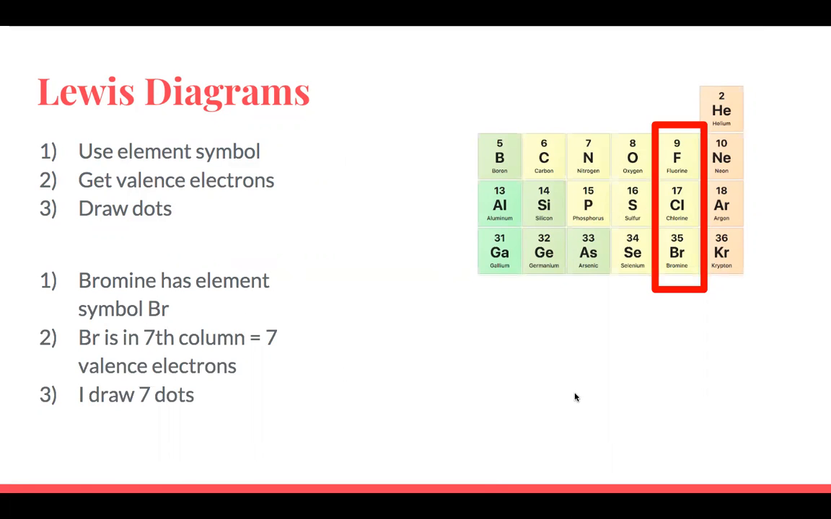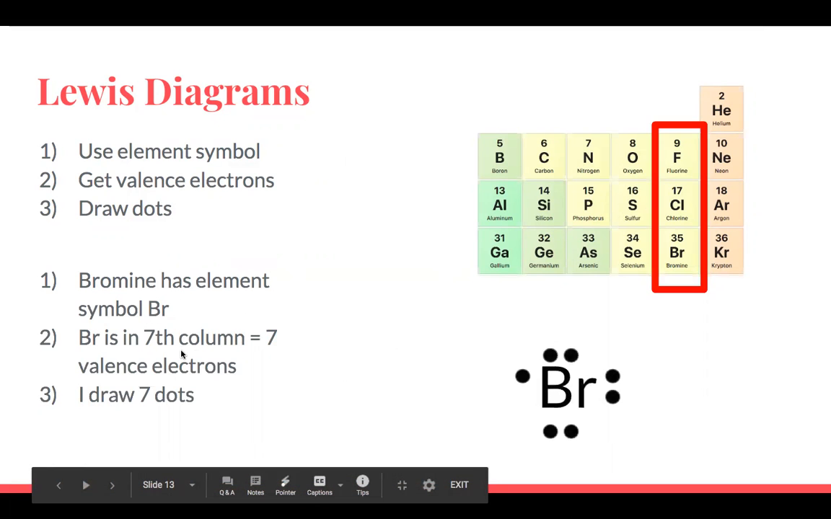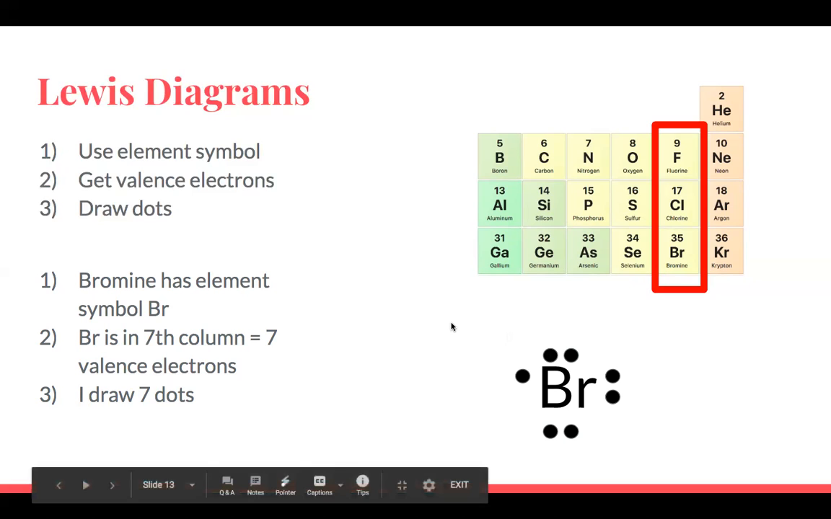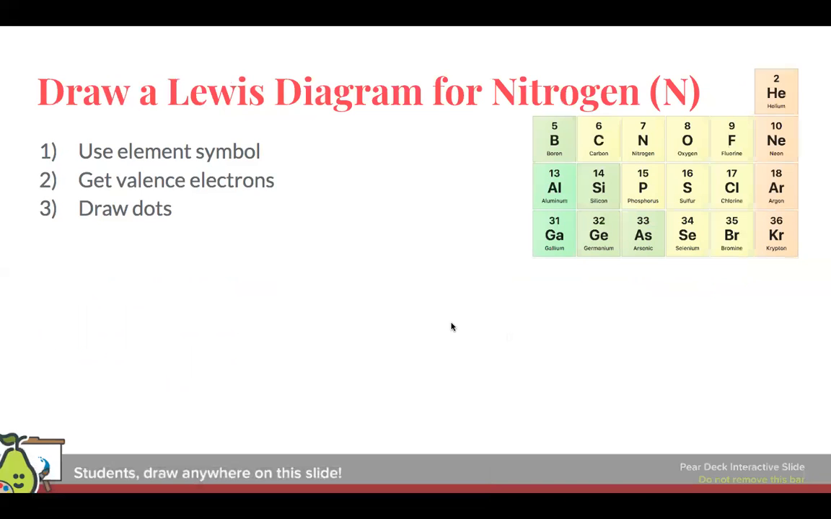So I need a Br in the center, and I need to draw 7 dots. So I've got 1, 2, 3, 4, 5, 6, 7. Looks like I am done. I am happy. This bromine isn't great, but it's a Lewis diagram, a Lewis diagram just for the atom. I'm not talking about making it great yet. That is when we get to bonding. The Lewis diagrams for the atoms by themselves are different from bonding.